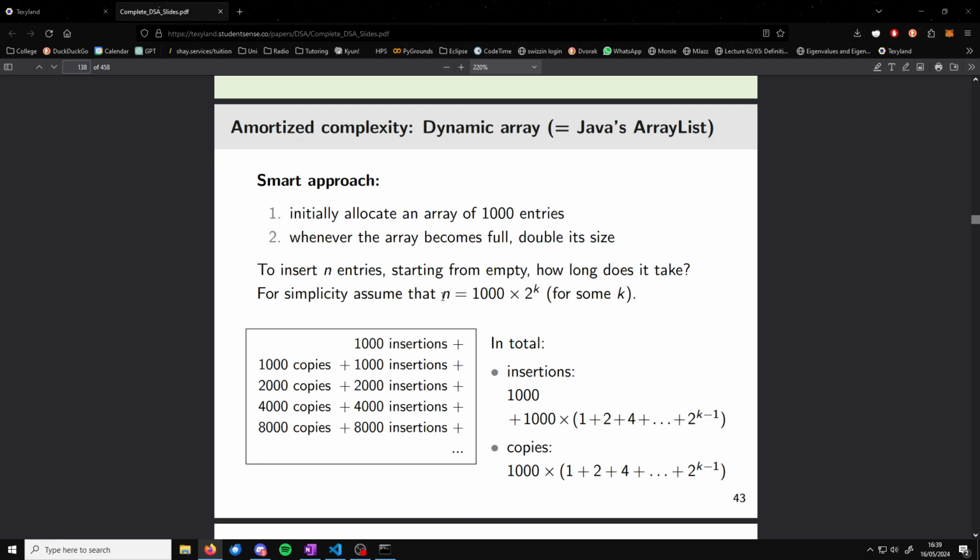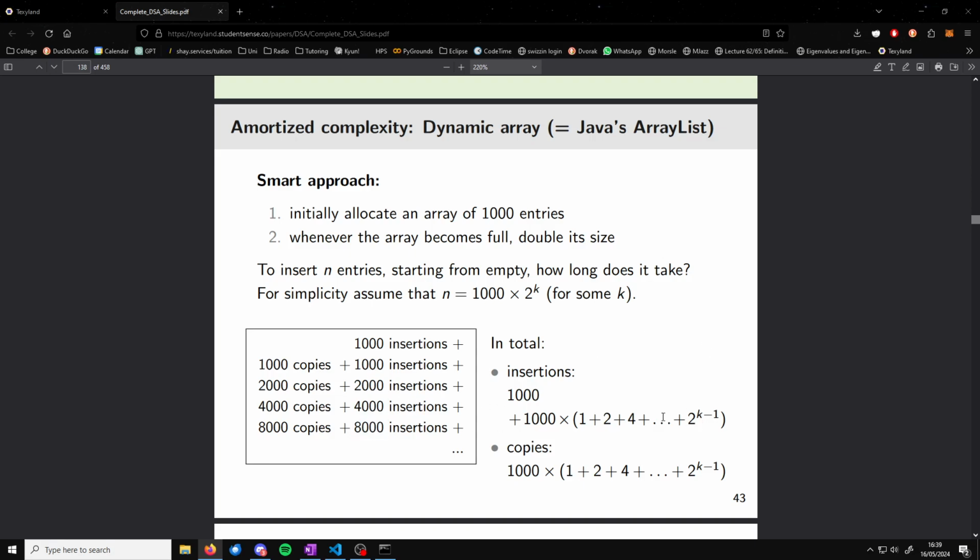Let's assume that the number of entries we're inserting is 1000 times 2 to the power of k for some value of k. If k is 0, we're not increasing the array size. If k is 1, we're doubling it. If k is 2, we're going to double it twice. That's what this k value is representing here. In total, the number of insertions is 1000 plus 1000 times 1 plus 2 plus 4 plus all the way up to 2 to the power of k minus 1.